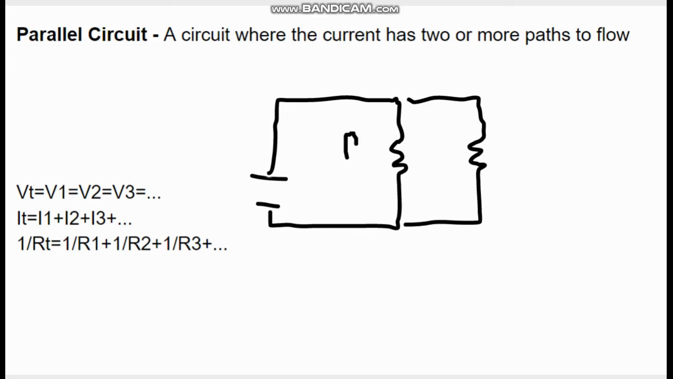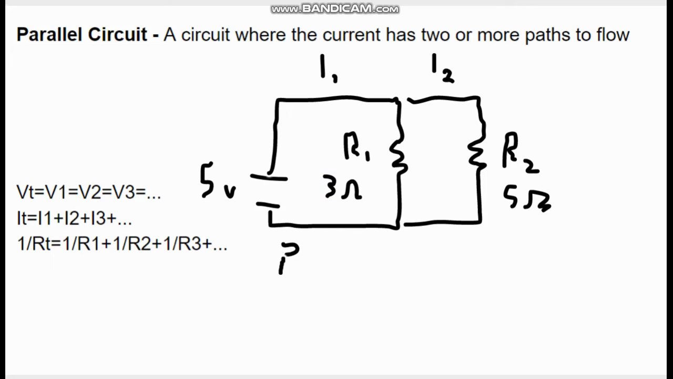Now let's say the battery on this one would also be 5 volts, and there's two places that we're measuring the current. And I'll say the first resistor is 3 ohms and the second resistor is 5 ohms. And now we want to find the total resistance.